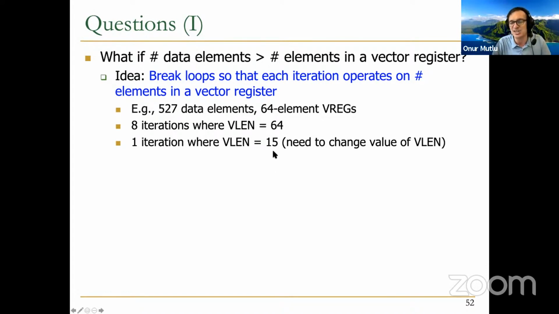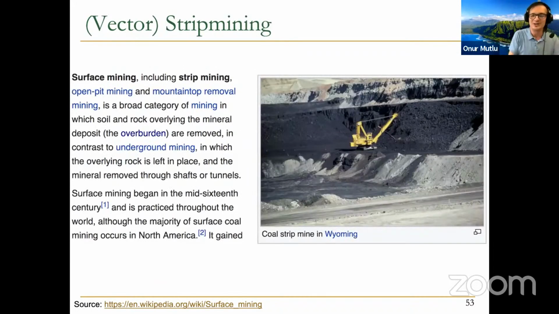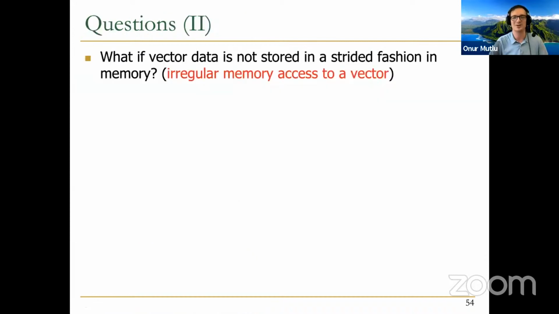But in the last iteration, or the first iteration, usually the last iteration, you need to change the value of vector length, which can actually cause a stall in the pipeline potentially. This is called vector strip mining, for various reasons that I'm not going to go into. Basically, you're strip mining the top of a mine, if you will, and it comes from mining terminology, which I'm not going to go into.